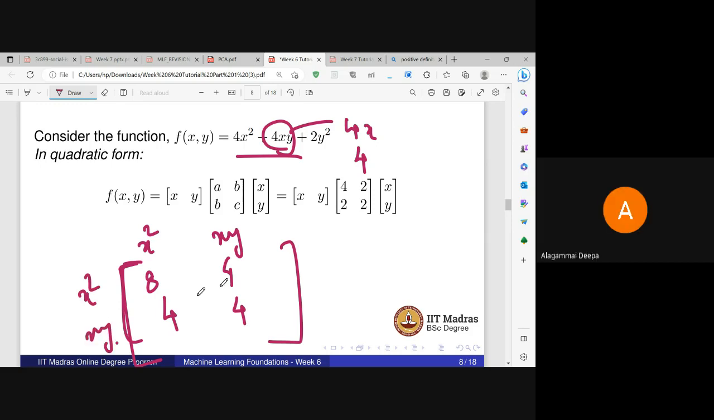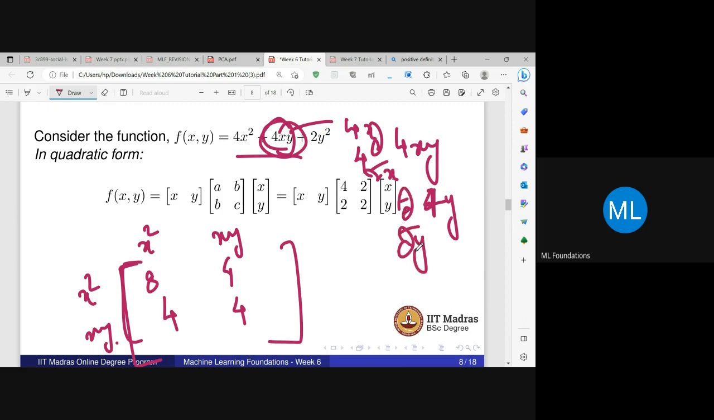If you are differentiating 4xy with respect to x, what will you get? 4y. And if you are differentiating with respect to y, you will get 4, correct? So you will have 4 here, because it's always a symmetric matrix.